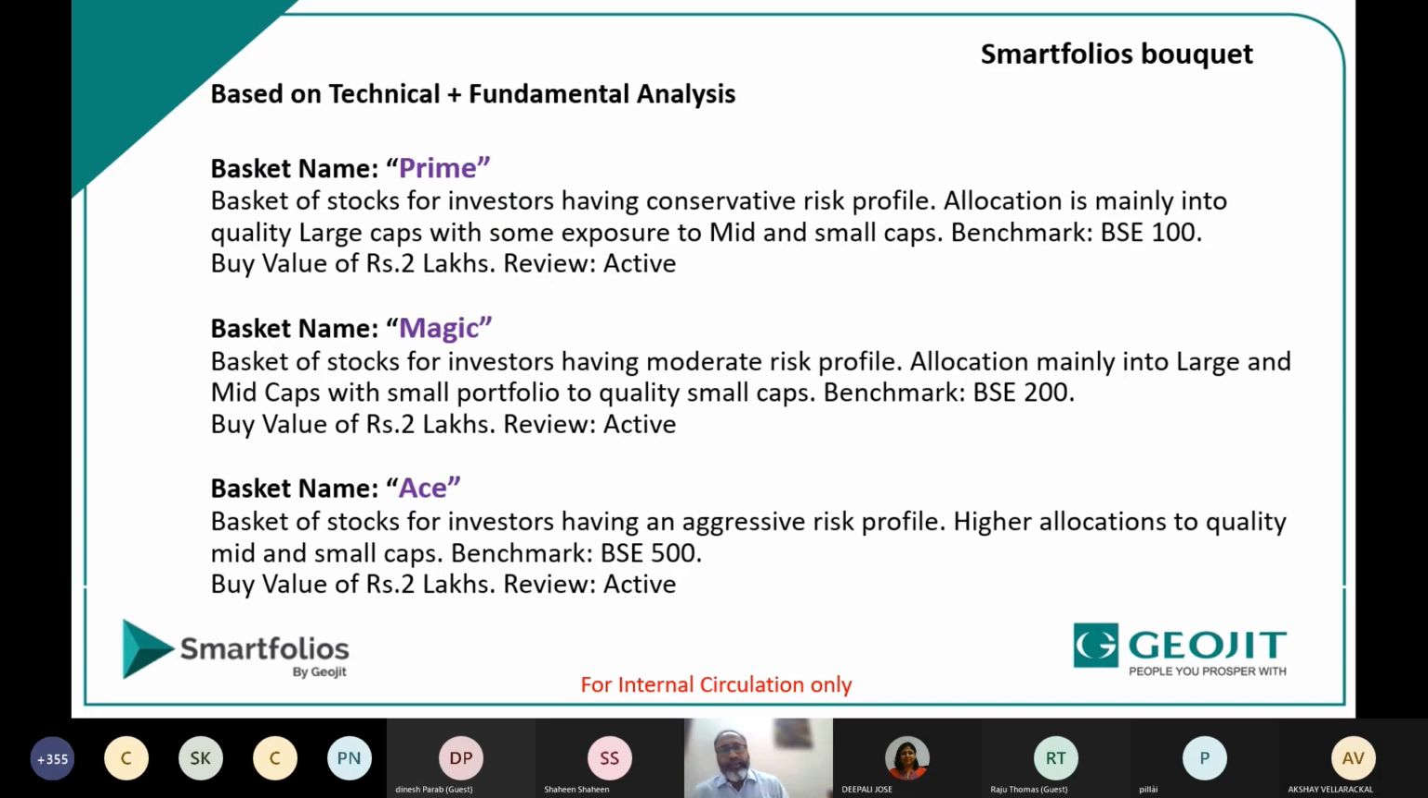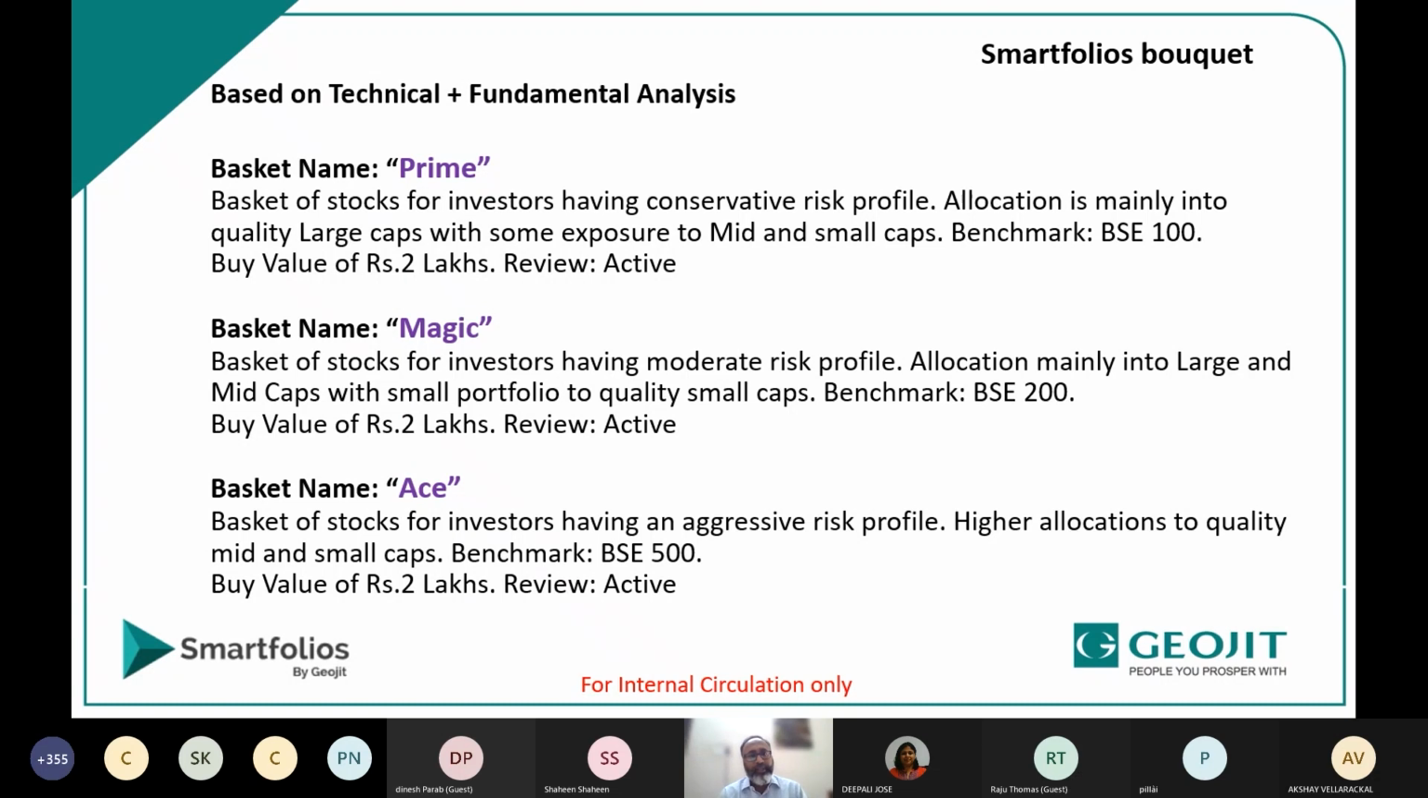Then, of course, we have another three baskets that are more on the traditional lines: Prime, Magic, and Ace, which are managed by Markets Mojo. Now, in Prime, Magic, and Ace, you have a more conservative approach, or more traditional approach, I should say, in which stocks are analyzed based on fundamental analysis and technical analysis. Fundamentals in terms of quality of the company, valuation of the company, and the recent financial trend, plus technicals are also analyzed. A combination of these criteria will assign a score to a particular stock. If the score is high, it will form part of the universe of stocks.